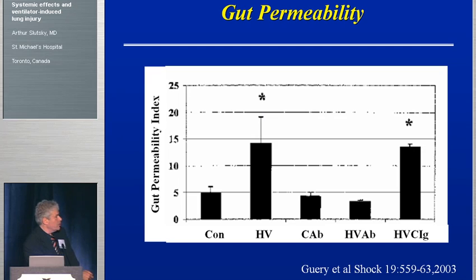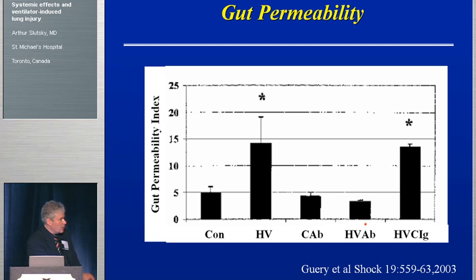Here's what happened to gut permeability. Here's the gut permeability index on the y-axis, same 5 groups across the bottom. The important groups are this one, high volume. You can see with high volume there was an increase in gut permeability. Control antibody, this is with low tidal volume, no effect.